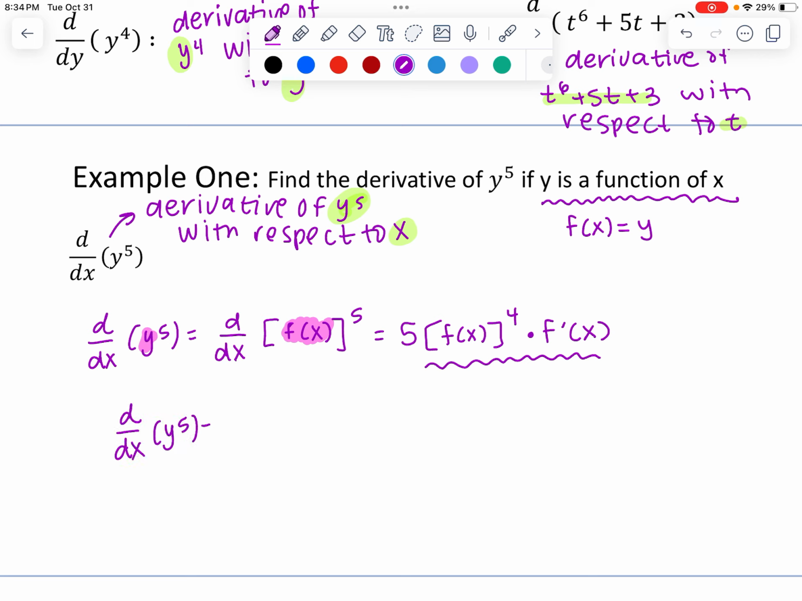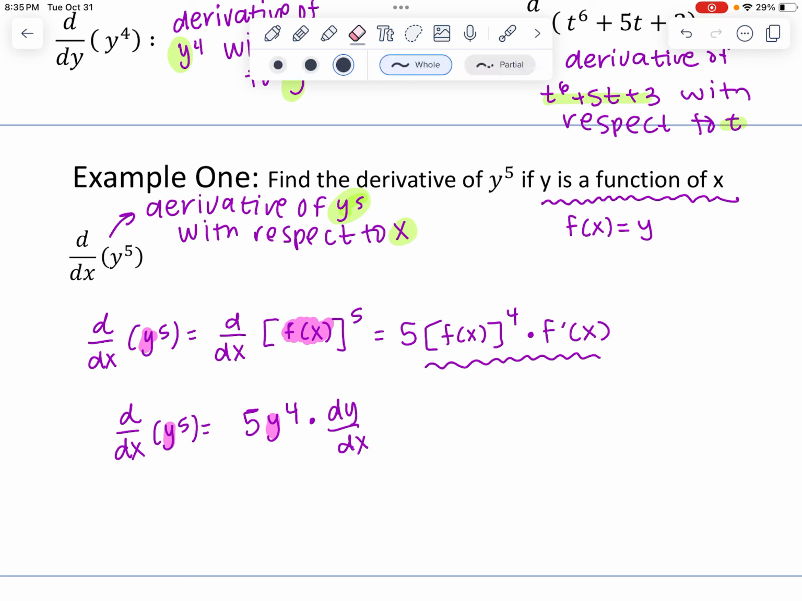So same idea, we basically think of y to the 5th power as the outside function. So we would do 5y to the 4th power, but then we think about y, this part y, as the inside function, and we take the derivative of that inside function. And the derivative of y with respect to x, you would write dy/dx.